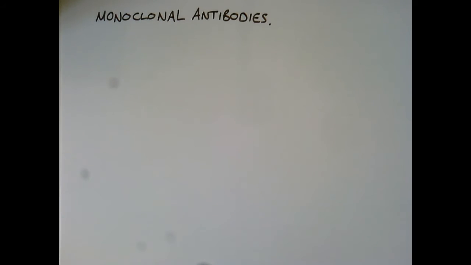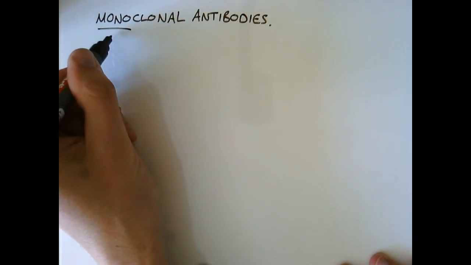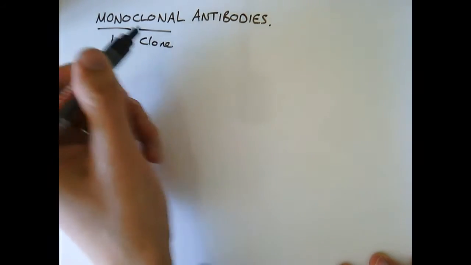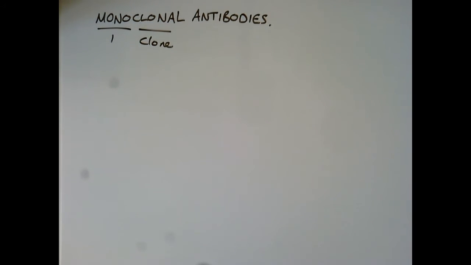So how do these tests work then? Well, they use a thing called monoclonal antibodies. Mono meaning one, clonal meaning from a clone. So all the antibodies come from one clone. This means that they are all identical. They are all completely the same.